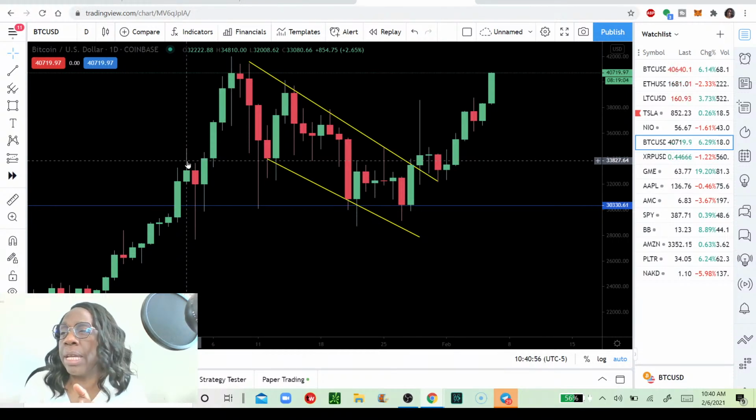So it's not a good idea to enter in on a bullish daily candlestick. No.